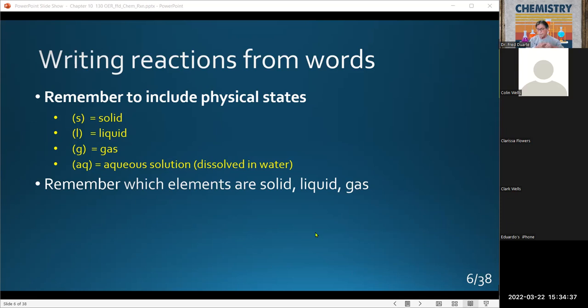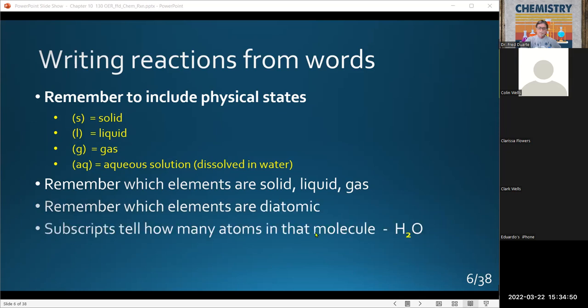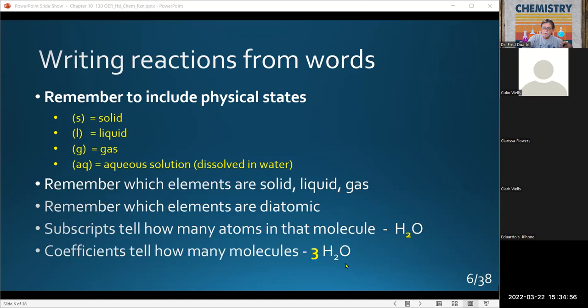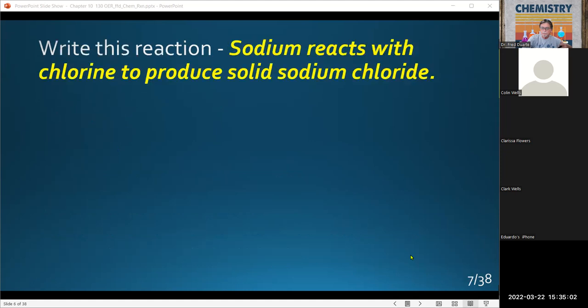Of 118 elements, only 2 of them are liquids, but a dozen of them are gases, and that means everybody else is a solid. Don't forget which ones are diatomic: have no fear of ice cold beverage. And don't forget that the subscripts tell us how many atoms there are in a molecule. Coefficients tell us how many molecules you're dealing with.